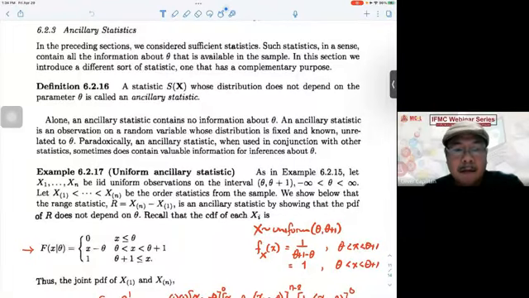Okay, once again, good afternoon, everyone. Last meeting, I discussed this particular subsection. We talked about ancillary statistics. So we have in definition 6.2.16 the definition of an ancillary statistic, which is a statistic whose distribution does not depend on the parameter theta. And we have several examples illustrating this definition.